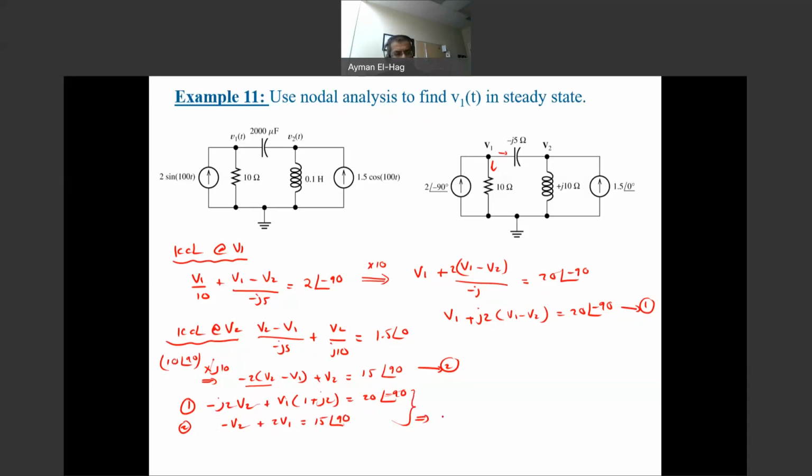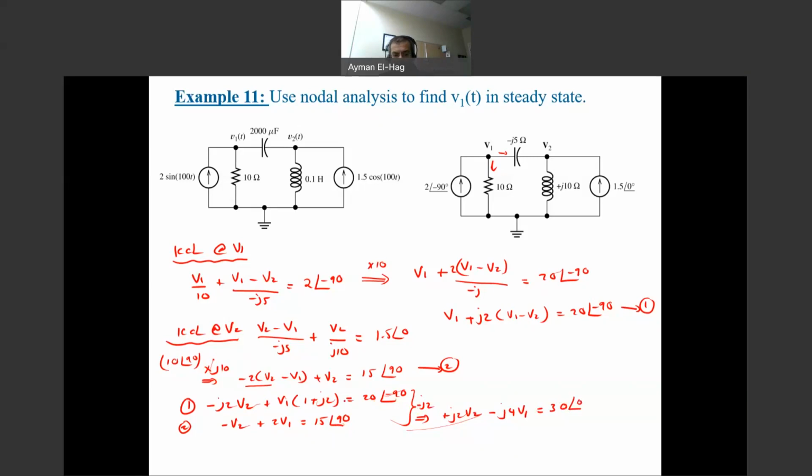So this becomes plus J2V2, because when I multiply this with minus J2, this is what we have here. Minus J4V1 equal to, now I multiply this by minus J2. But what is minus J2? It's basically 2 angle of minus 90. I will multiply 2 angle of minus 90 times this, so we'll get here 30. 2 times 15 is 30. 90 minus 90 becomes 0, so 30 simply.